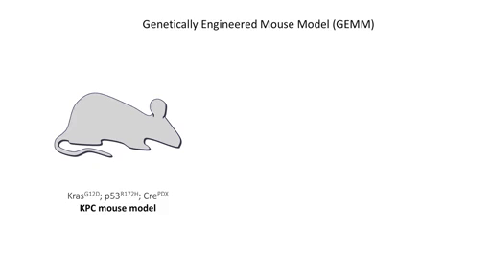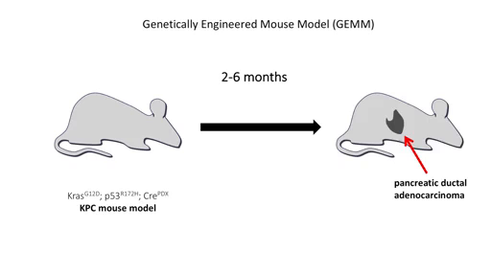There are various genetically engineered mouse models to study pancreatic cancer. The most commonly used model is the KRAS P53 mouse model that harbors an activating mutation in the KRAS oncogene and an inactivating mutation in the P53 tumor suppressor gene. Both mutations are conditionally activated by the PDX-CRE promoter.